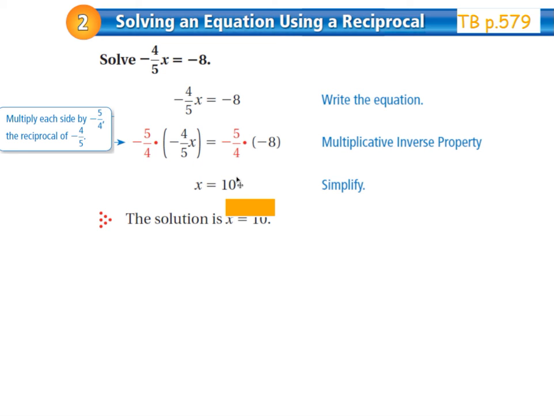And I end up getting 10. On the right side of the equal sign, my 4 and 8 cancel out, and -5 times -2 is 10. So the solution for x is 10.